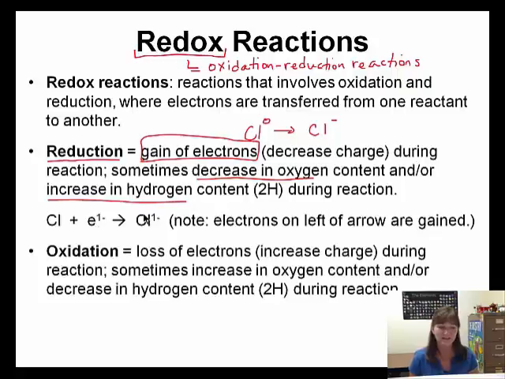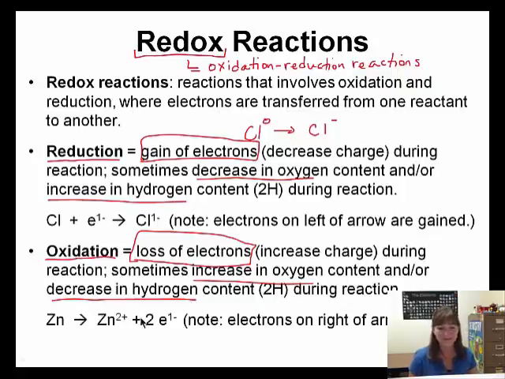In oxidation, let me underline it so you know it's a vocab word, it is always the loss of electrons. And what's going to happen is the charge is going to increase then. It's going to move right along the number line. It's going to get more positive. Sometimes you're going to notice it as an increase in oxygen or a decrease in hydrogen. So the main thing you want to memorize is oxidation is the loss of electrons, but it is also the increase in oxygen or the decrease in hydrogen. And here's an example of that. Zinc metal is losing 2 electrons as it becomes the zinc ion. Notice the charge went from being neutral to being a 2+, so the charge increased. That will happen in an oxidation reaction.